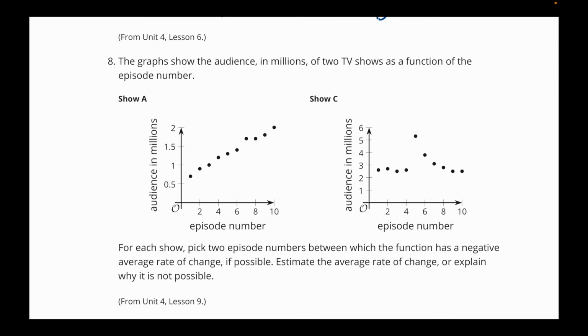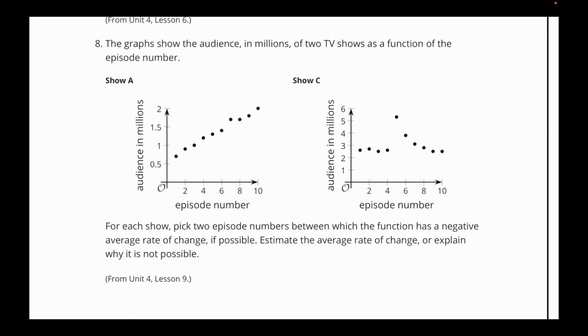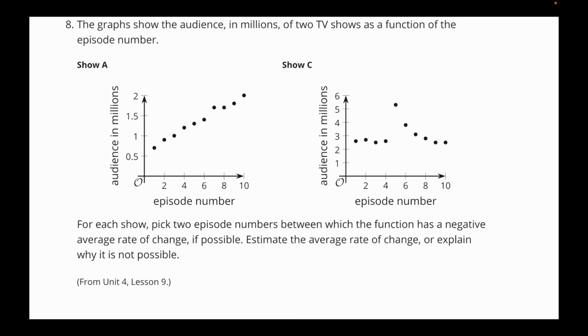Okay. All right, this question is comparing some graphs in millions. So it's an audience of a TV show in millions. And so we're going to write that as a function of the episode number. So for each show, we're going to pick 2 episodes between which there is a negative rate of change if possible. So we're going to explain or show why it's not.